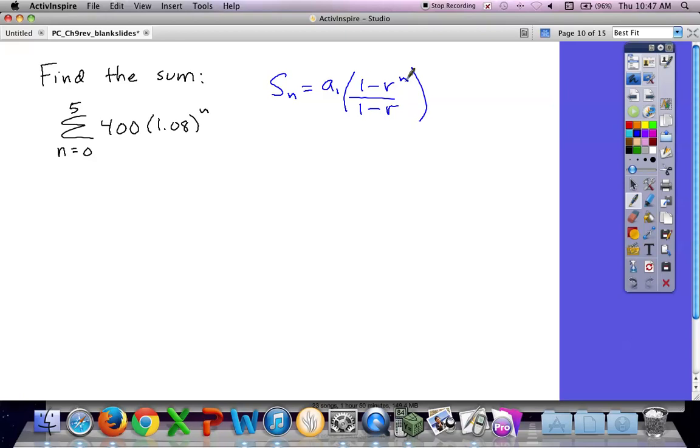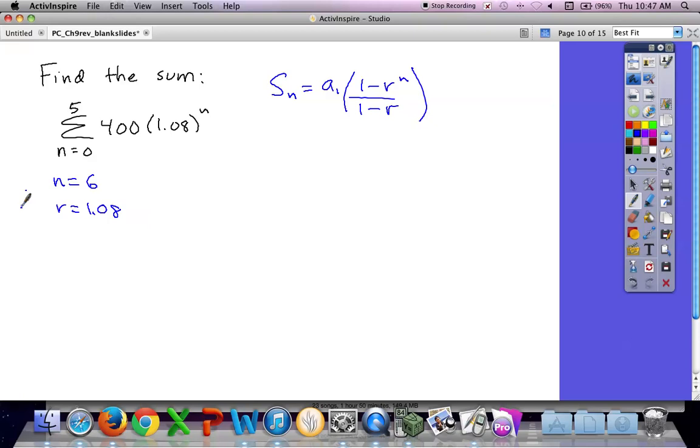First, how many terms will there be? Starts at 0, ends at 5, so 6 terms. Okay. What is the R? It's whatever's being raised to the power, right? So that is R equals 1.08.